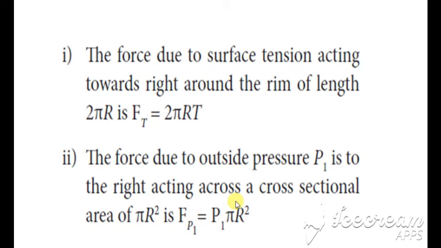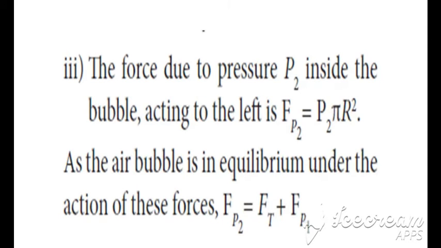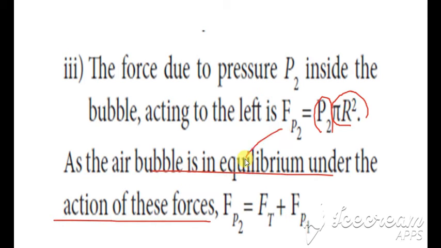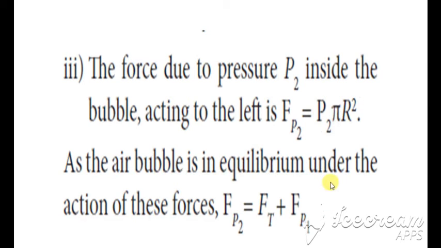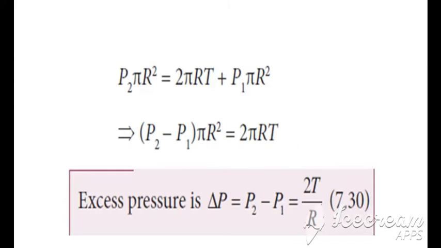Okay, then next is when you are considering F of P2. Pressure P2, which is inside the surface, we get F of P2 which is equal to P2 into pi r square. Now since it is in equilibrium, we can write all the forces as F of P2 is equal to F of T plus F of P1. So substitute all the values of F of P2, F of T and F of P1 in this, and so we get P2 pi r square is equal to 2 pi r T plus P1 pi r square.